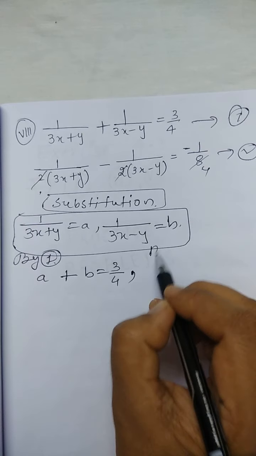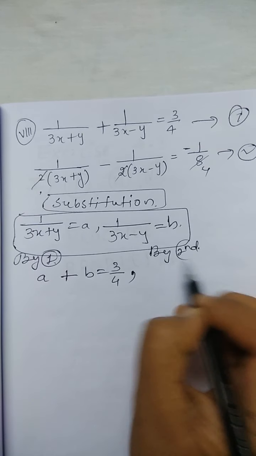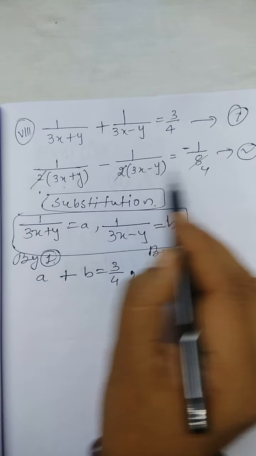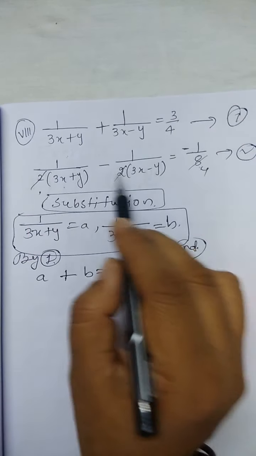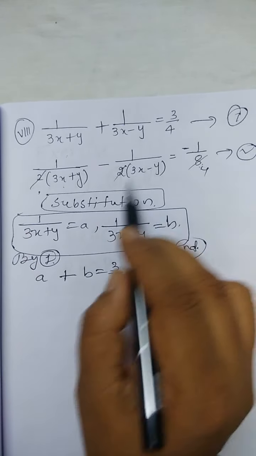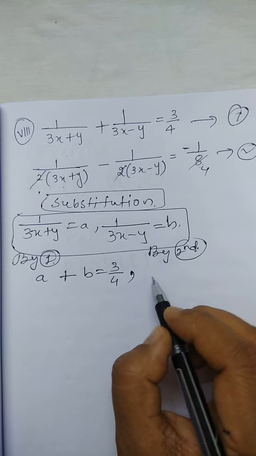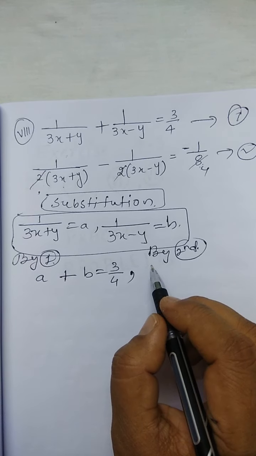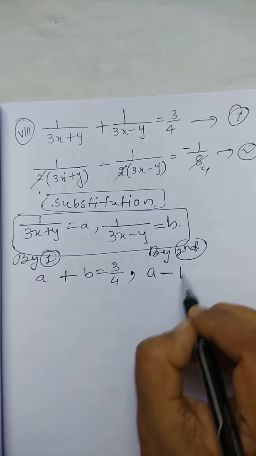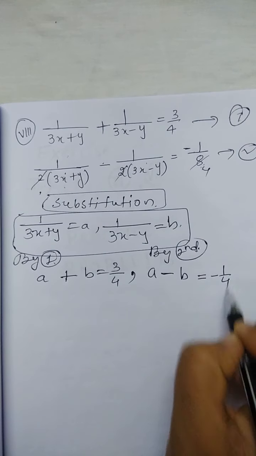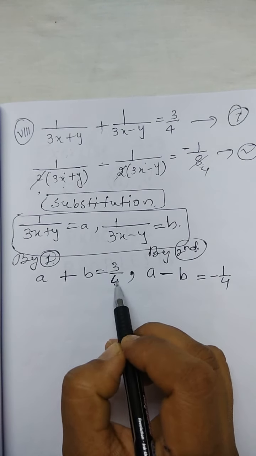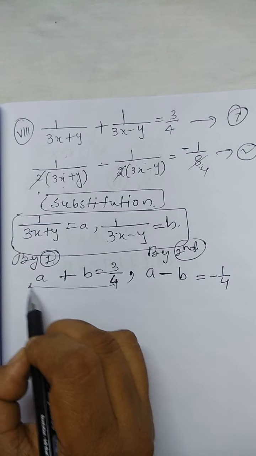And by the second, what we got? In the second equation, I have cancelled because they are factors of 8. 2 is a factor of 8, so I can cancel them out to simplify the equation. So 1 by 3x plus y will give you a minus b is equal to minus 1 by 4. Now here a fraction is there, division. Divided by 4, so bring this 4 and make it multiplied.